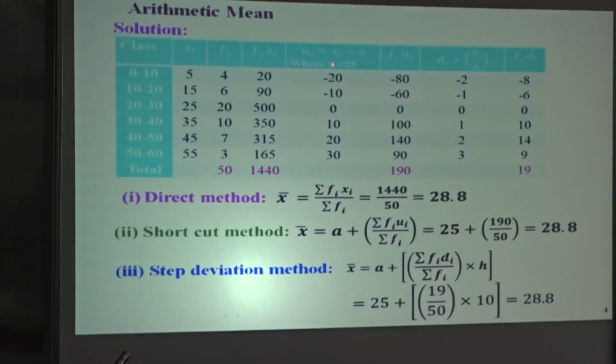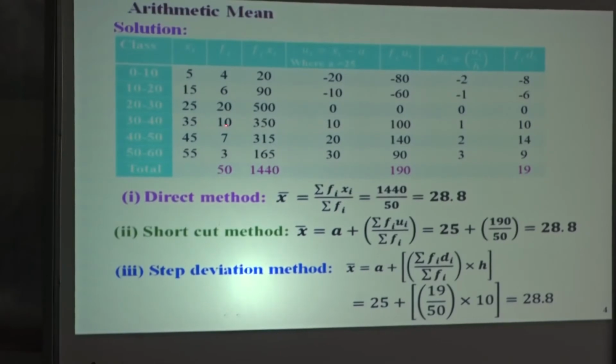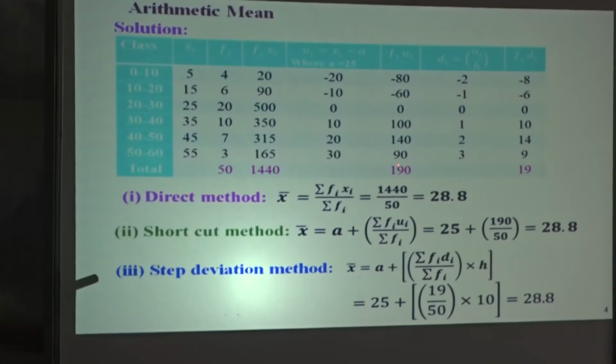Then, I don't want this total, therefore it is not necessary to find it. I immediately have to multiply minus 20 into the corresponding Fi value, 4. We get minus 80. 6 into minus 10, minus 60. 20 into 0 is 0. 10 into 10, 100. 7 into 20, 140. 3 into 30, what do we get actually? 90. Now, if you want to go for the assumed mean shortcut method, that requires a total. Once you calculate the total, what do we get actually? 190. And simultaneously, I have to calculate the step deviation.